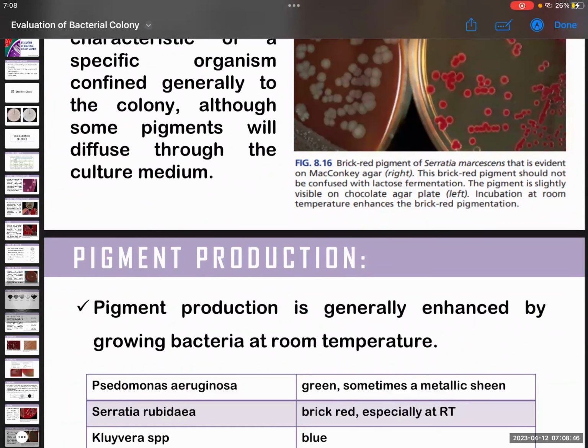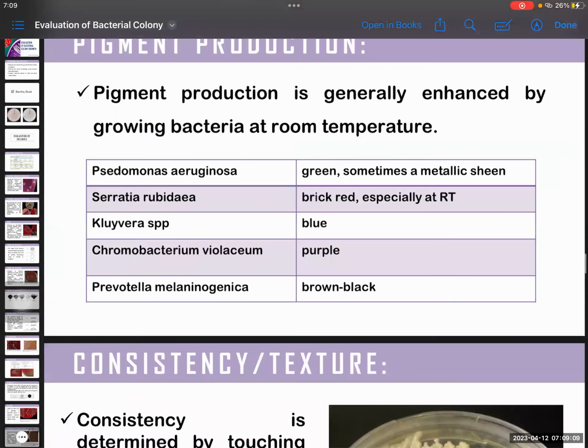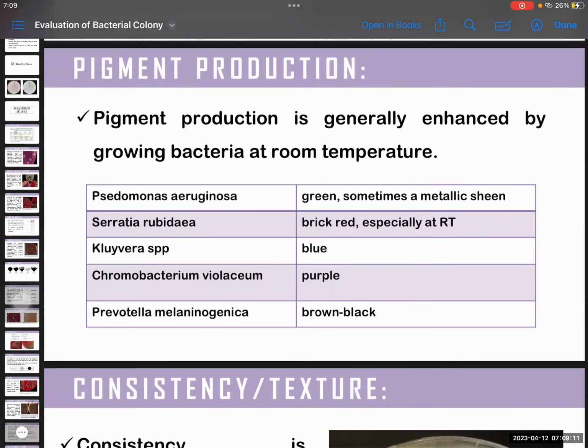Also, take note, class, incubation at room temperature actually enhances brick red pigmentation. Incubating the colonies at room temperature, specifically for Serratia, enhances the production of the pigment. Pigment production is generally enhanced by growing the organism at room temperature, so between 20 to 24 degrees Celsius.